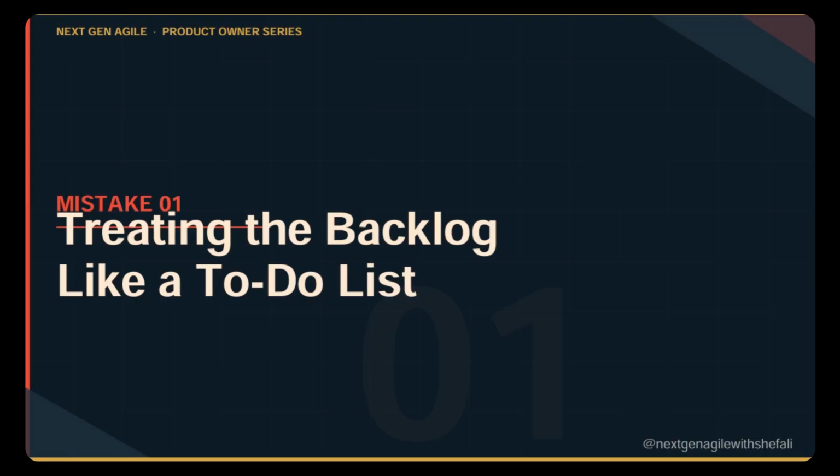Mistake number one, and this is the most common one I see, is treating the product backlog like a never ending to do list. You know what I'm talking about. A backlog with 200 items, half of them written 2 years ago. Nobody knows what's the priority. Stories are titled things like "fix the login issue" or "add new dashboard" with zero context. That's not a backlog. That's a dumping ground.